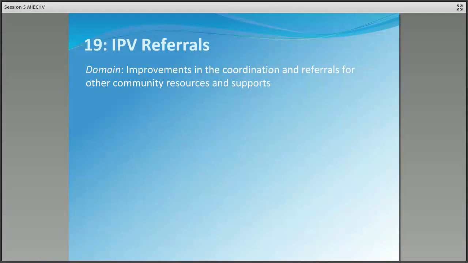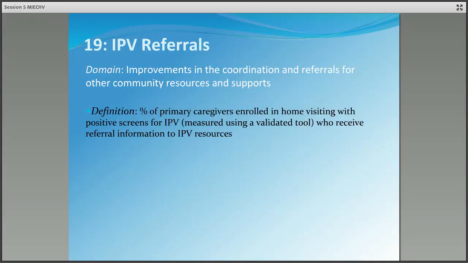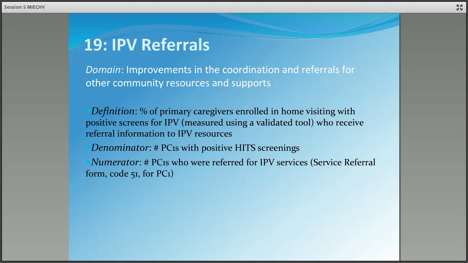And finally, number 19, our last benchmark. This is IPV referrals. So this is the percentage of primary caregivers enrolled in home visiting with positive screens for IPV, measured using a validated tool, who received referral information to IPV resources. So our denominator is the number of PC1s with positive HITS screenings, and our numerator is, of those PC1s with positive screenings, the number who were referred for IPV services. So again, this ties back to that screening item. Of those who screened positive, did they at least get a referral for IPV-related services?